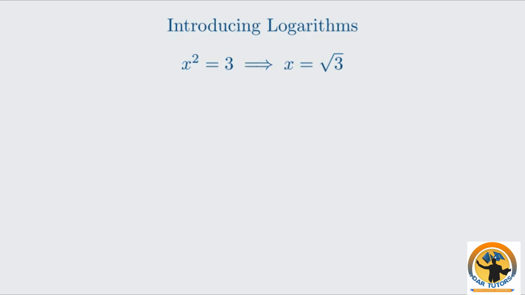Now consider a different type of equation. 10^x = 50. Here, the unknown, x, is in the exponent. We're asking, what power do we raise 10 to get 50? We know 10 to the power of 1 is 10, and 10 to the power of 2 is 100, so x must be somewhere between 1 and 2. We could use trial and error to get an approximation, but that's not very precise.